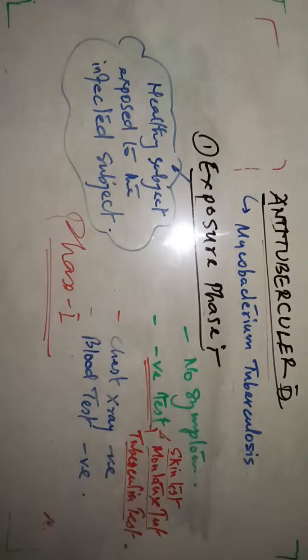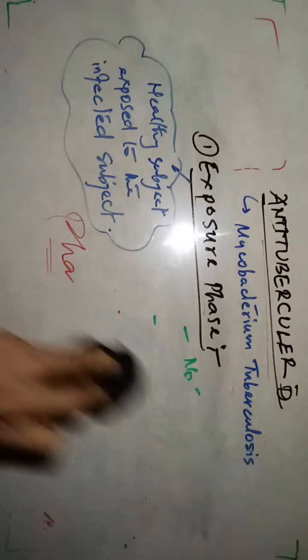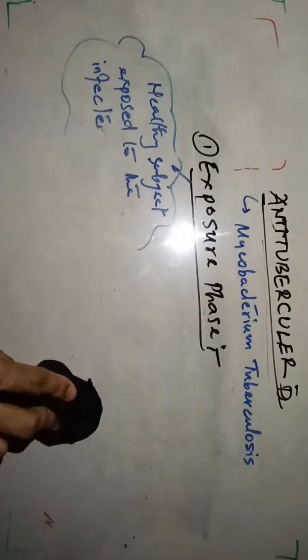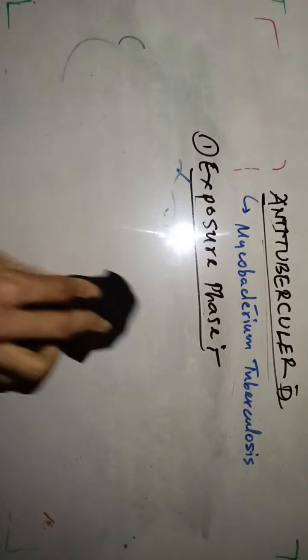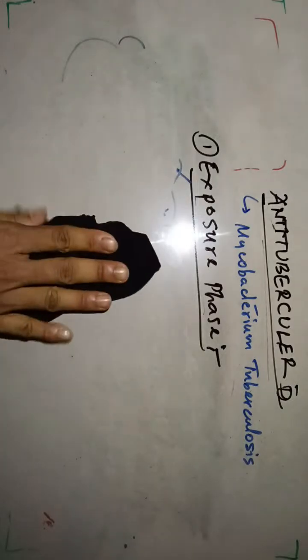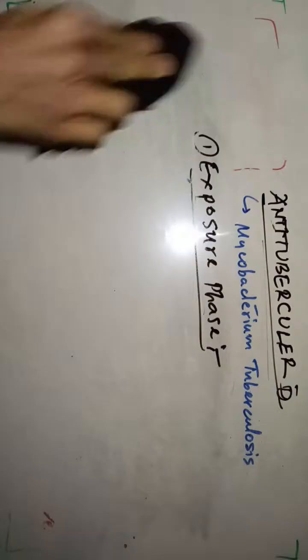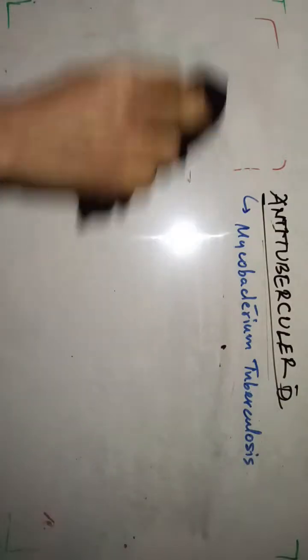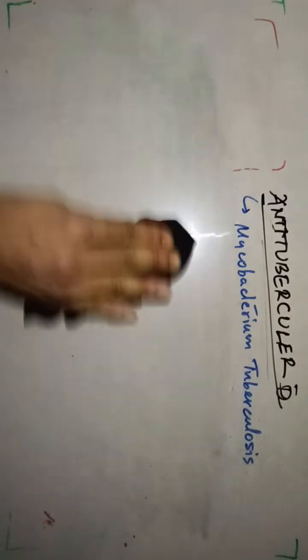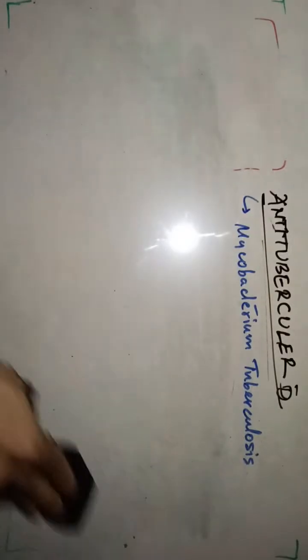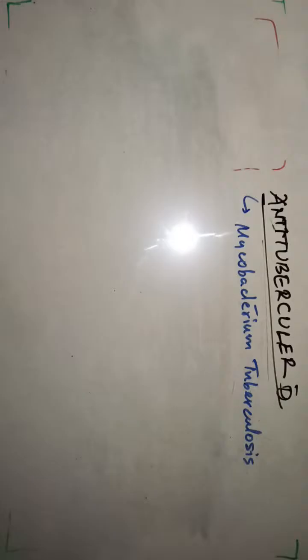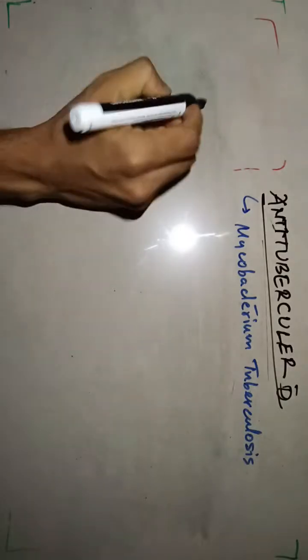Next we will see phase 2, that is latent TB. In the case of latent TB, what will happen? The immune system will stop the replication of bacteria and also prevent development of TB disease. In the second phase, what will happen? The immune system will stop the replication of bacteria. So the second phase is called latent phase.